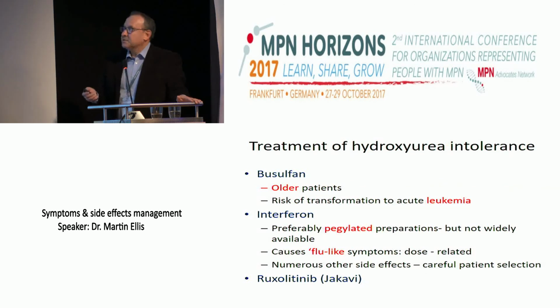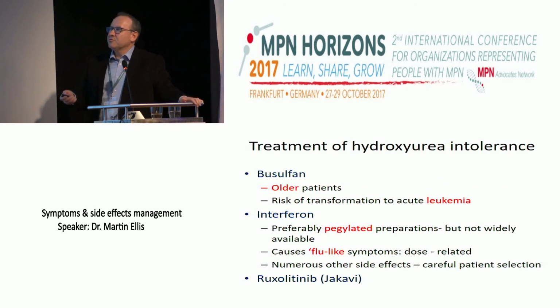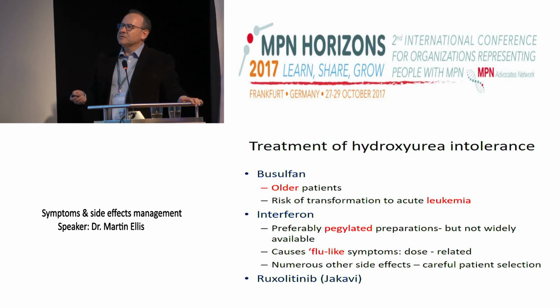What happens when a patient has hydroxyurea intolerance? We have to move on to other lines of treatment. We mentioned busulfan very briefly this morning. This is a drug that is leukemogenic. It will cause leukemia, so we reserve it for the very old patients where the risk of leukemia is low, considering that their lifespan is considered to be very short.